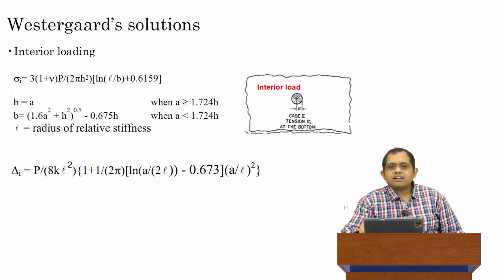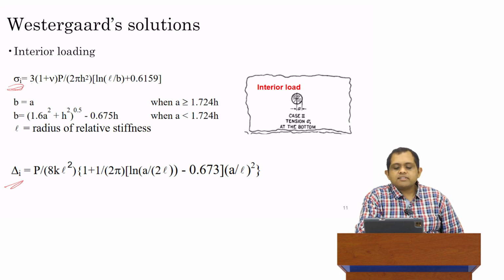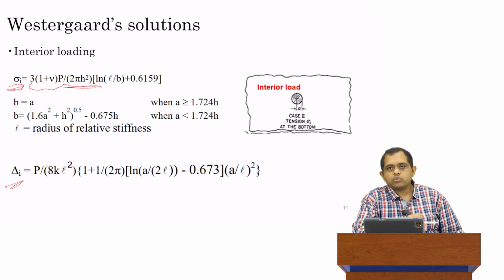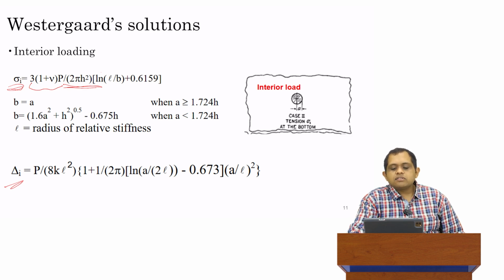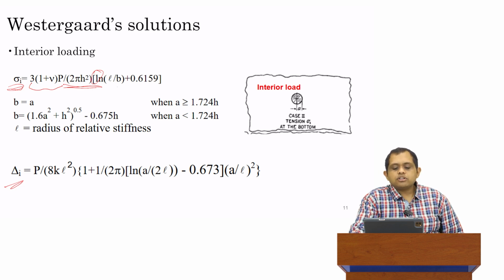Okay, coming to Westergaard's interior loading. For interior loading then, he gave us sigma I and delta I, two sets of formulas. And for sigma I, it is reasonably more complicated than last time, but not significantly more complicated. What he found was that this sigma I, first of all, consists of some P over H square. So that is in common with what we had for corner loading. And this is ln, so this is the natural logarithm. So when you're doing the calculation on your calculator, please check that you're using natural logarithm. So this is the natural logarithm of L, radius of relative stiffness, divided by some term B, plus some constant.